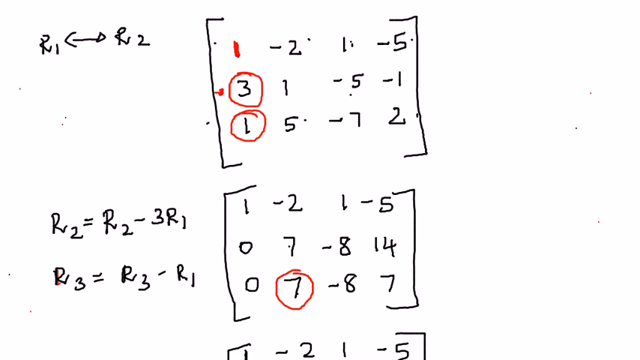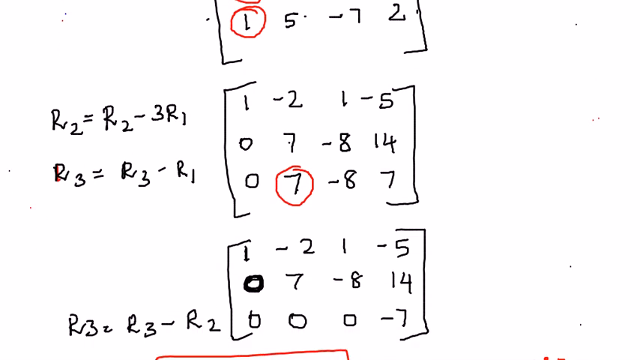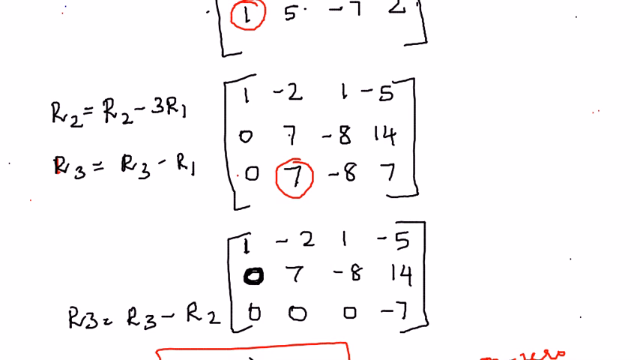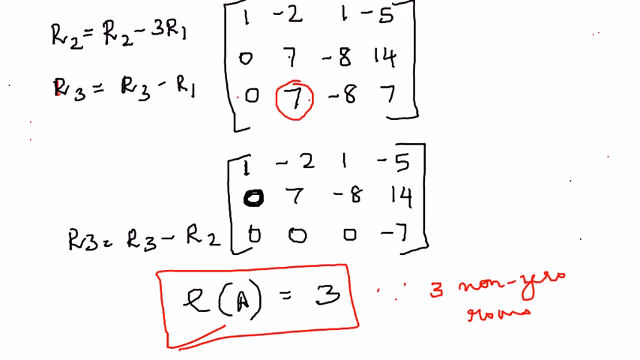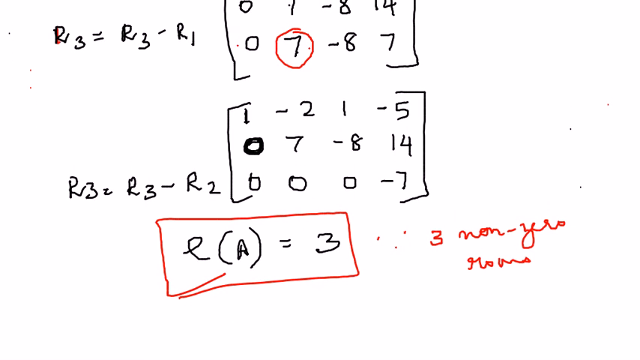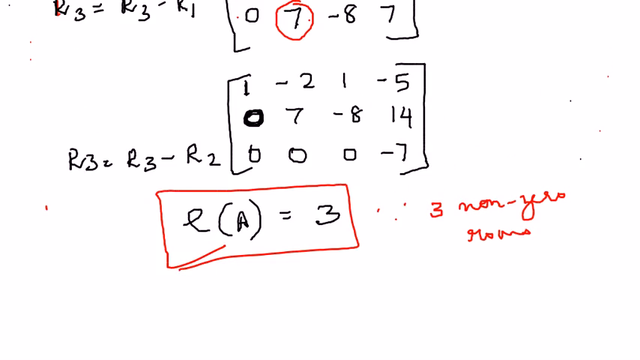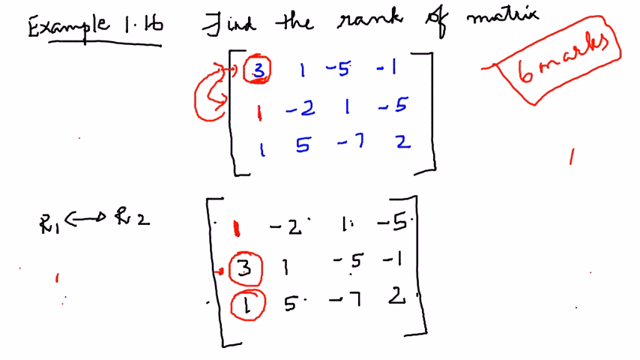Then it will be R2 minus 3 times R1, and then make the third row first column element 0, the third row second column element 0, and see how much you can make the last row 0. Once you do that, it is completed. We'll do more sums on rank of matrix.